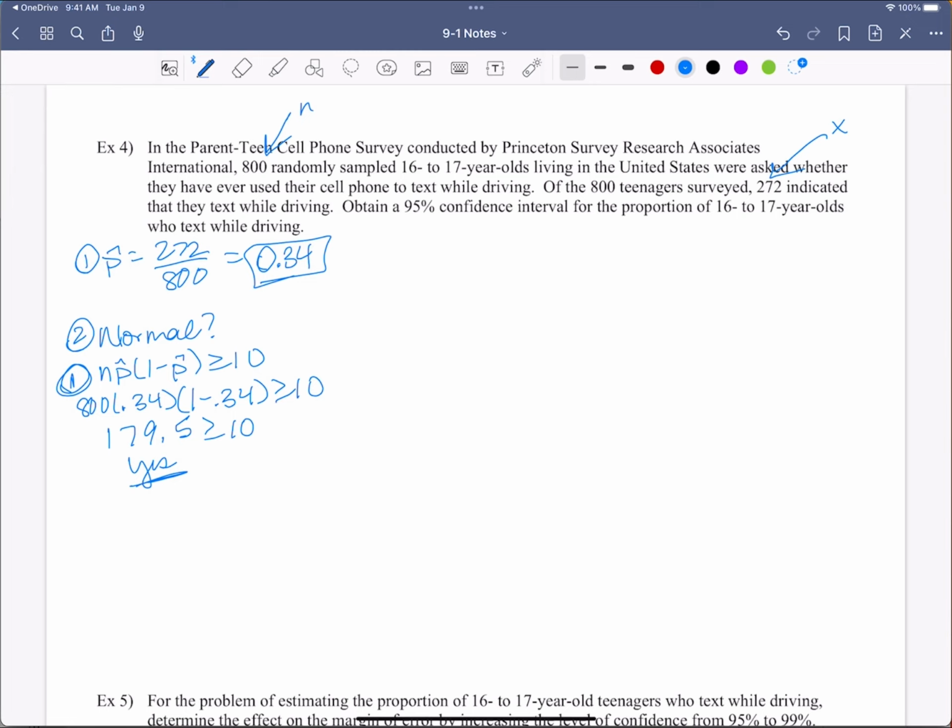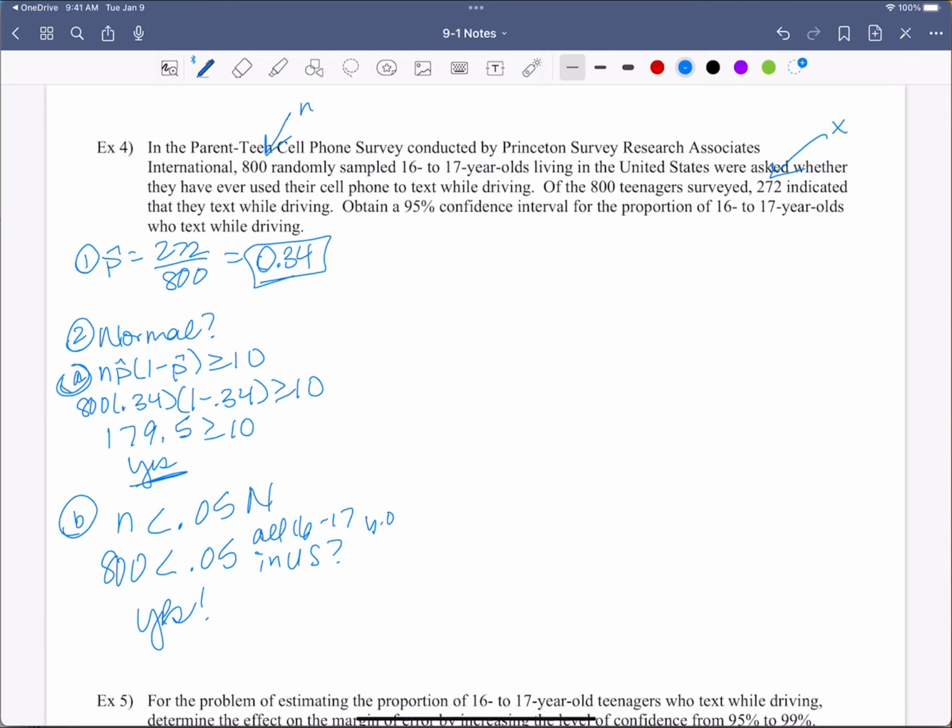Let's look at our second criteria. Oh, I've got too many numbers here. Let's call this criteria A. Here's criteria B, that n is less than 5% of the population. Is 800 less than 5% of all 16 to 17-year-olds in the U.S.? Yes, and that's a judgment call, right? I mean, that's a pretty obvious judgment call.